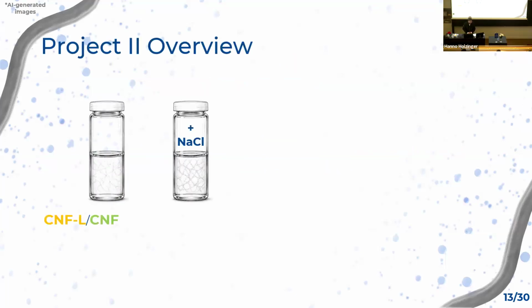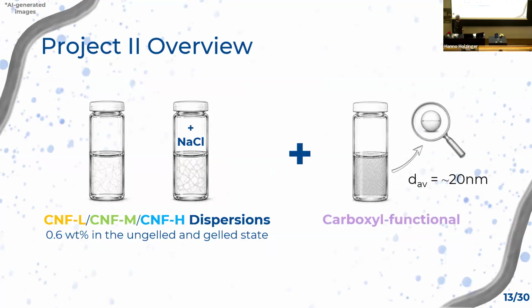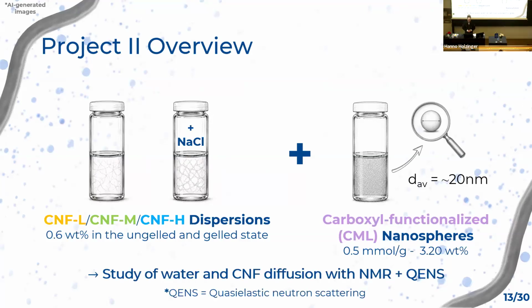Now, for the second project, we compared differently charged CNF dispersions, this time at one concentration only, 0.6 weight%, and looked at them in the ungel state as beforehand and in the gel state by adding sodium chloride. We then also compared them with carboxyl functionalized nanospheres at a concentration of 3.2 weight% and a similar charge here of 0.5 millimolar. Then we measured the diffusion of water with NMR again, and we used quasielastic neutron scattering to measure the mobility of the nanofibers.